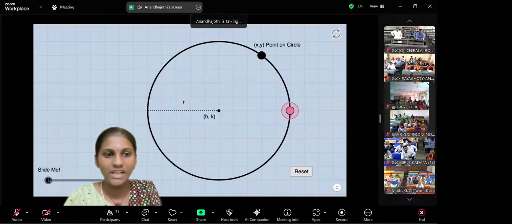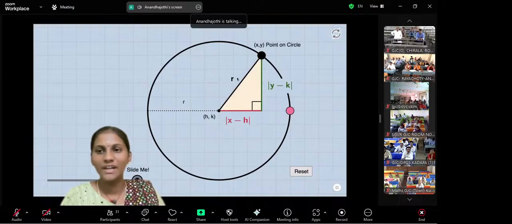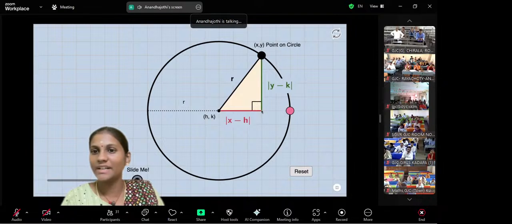Here one thing we see. What does slide mean? If you slide, it will make another section. You have to completely slide this one. Now we see a thing. They make a point here. This point must be x comma k, so that the distance between this and this is x minus h, and the length between this point and this point is y minus k.